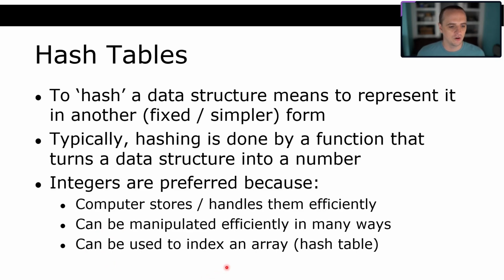And we can also use integers to index an array of data. So if we're indexing an array of data, then that's called a hash table, right? If we've hashed our value into an index, and we're then using that index as the index into an array, then we are calling this whole system a hash table.